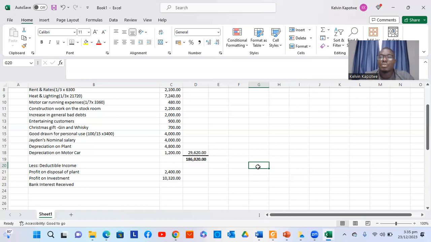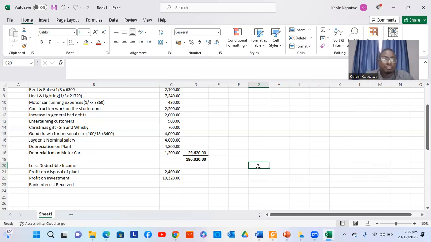As such, we are going to add it back to deduct it. All right. So that is something that I thought I should just echo. So if it's a loan and it's short term in nature, that interest is allowed. All right. Apologies for that.